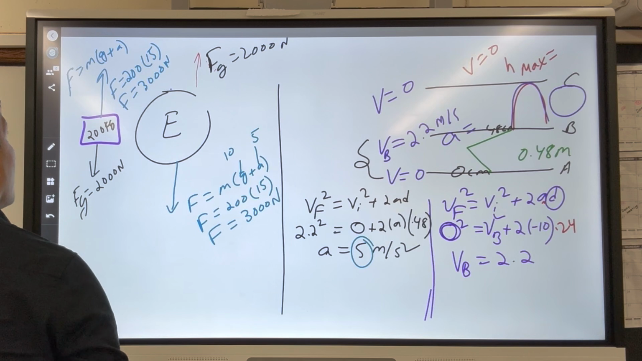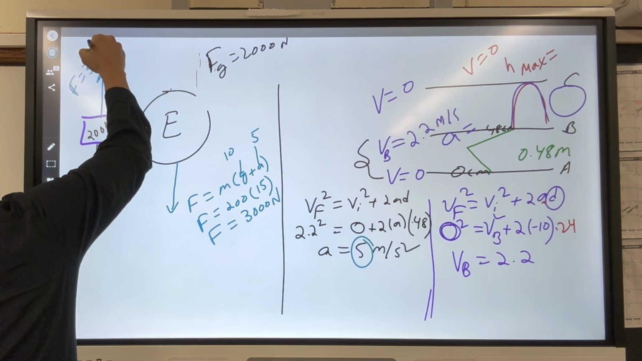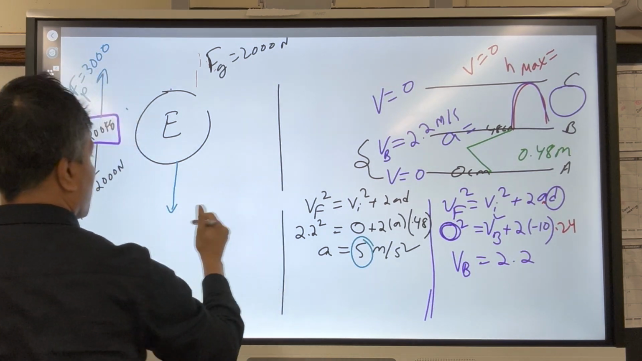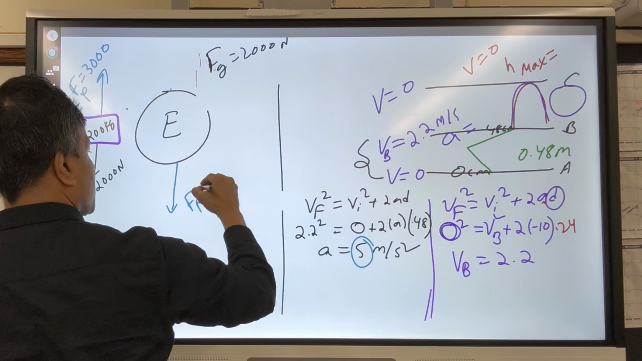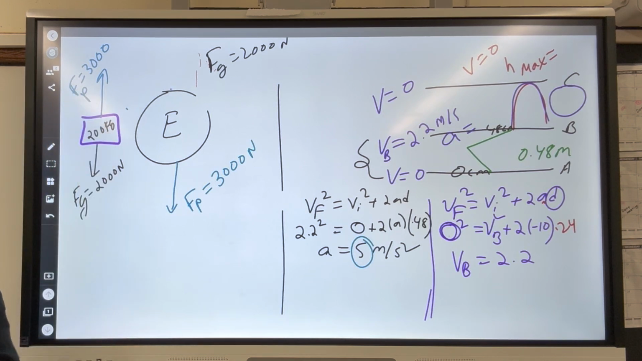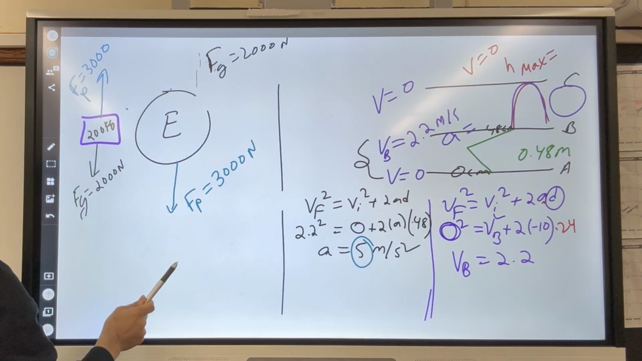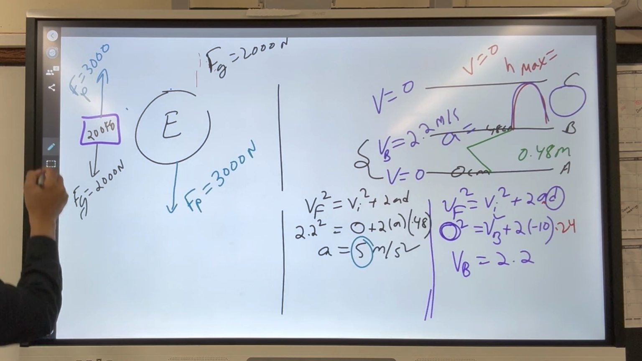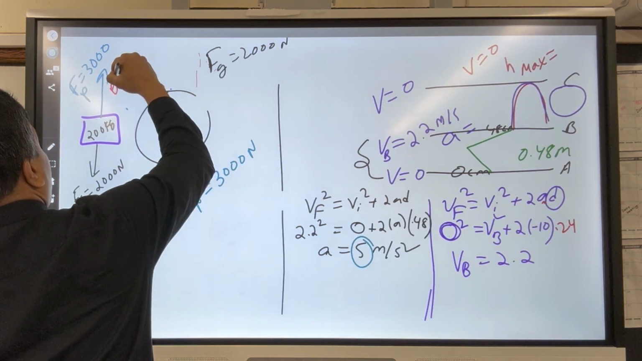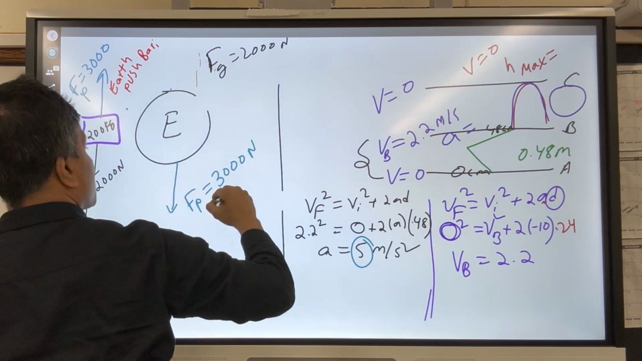Okay, good. Now I'm going to erase everything. I'm going to write F is 3000. I'm going to write F push, and I'm going to write also F push. They are pushing each other. Who pushes who? Mr. Body pushes Earth, Earth pushes Mr. Body. This is Earth pushing Mr. Body, and this is Mr. Body pushing Earth.